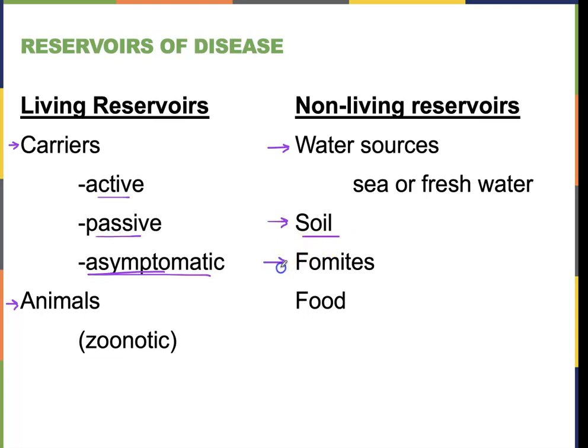Fomites. We looked at fomites before. Fomites are those contaminated objects that you can pass on from person to person. It's non-living. They just kind of are found there. And then food is another big one. Food, soil, and water are very closely linked, because food gets contaminated a lot of times from the soil, or from the water source. But food is another non-living reservoir where you can find pathogens.